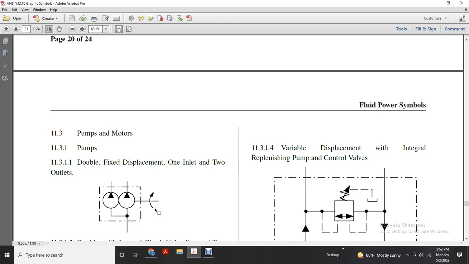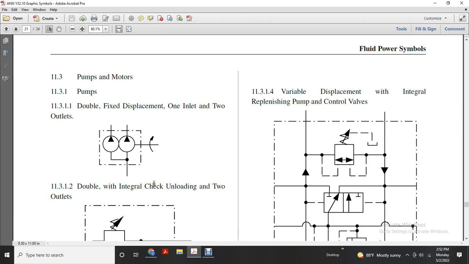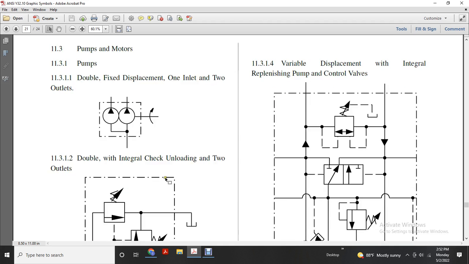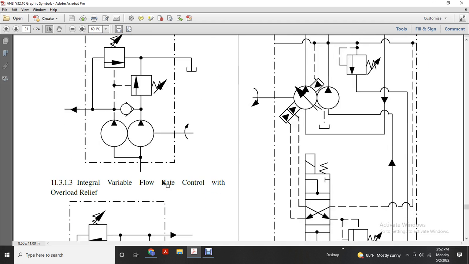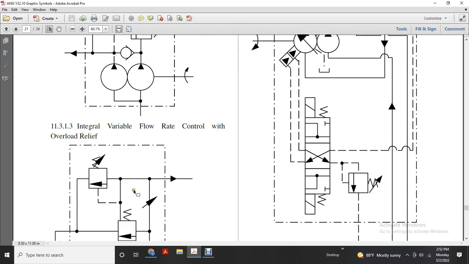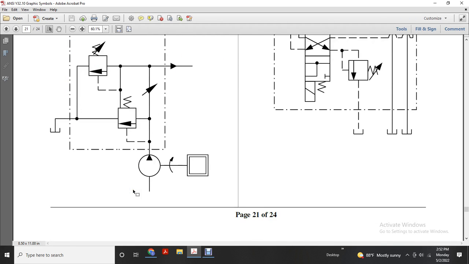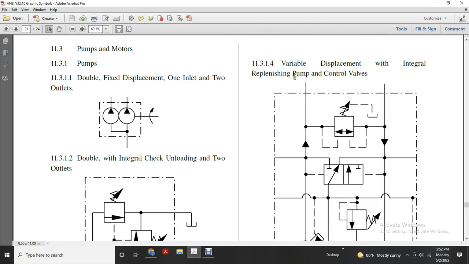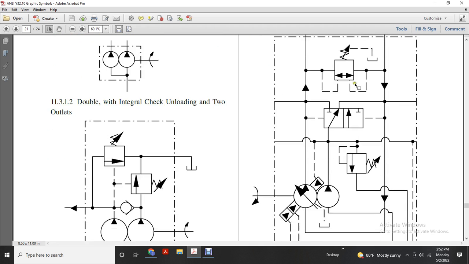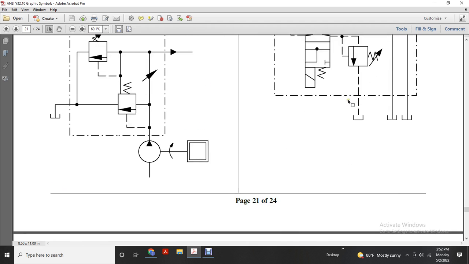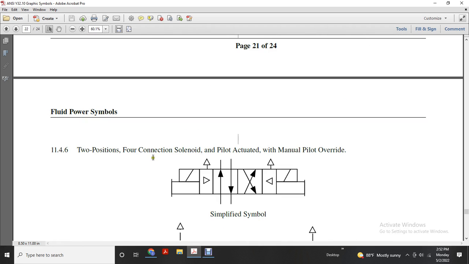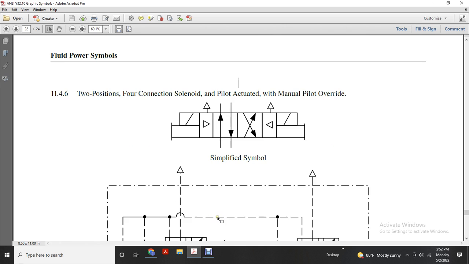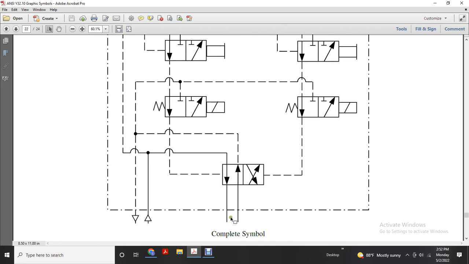Alright, pumps and motors. Pumps: double, fixed displacement, one inlet with two outlets. Double, integral checking, unloading, two outlets. Integral variable flow rate control with overload relief. Variable displacement, integral replenishing control valves. Two position, four connection, solenoid pilot actuated, manual, piping, overload, simplified symbol, complete symbol.